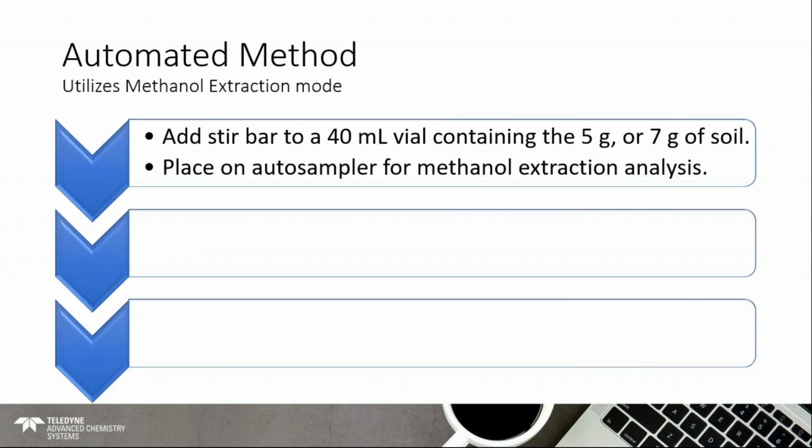The automated method utilizes the methanol extraction mode. Begin by adding your 5 grams or 7 grams of sand or soil to a 40 milliliter vial along with a stir bar. Then place on an autosampler for the methanol extraction for analysis. And it's really that simple, as the Atomx XYZ will take care of the rest. If your sample vial has methanol already in it, make sure to take this into account when creating your parameters for the methanol extraction, as this will dilute it if you don't.